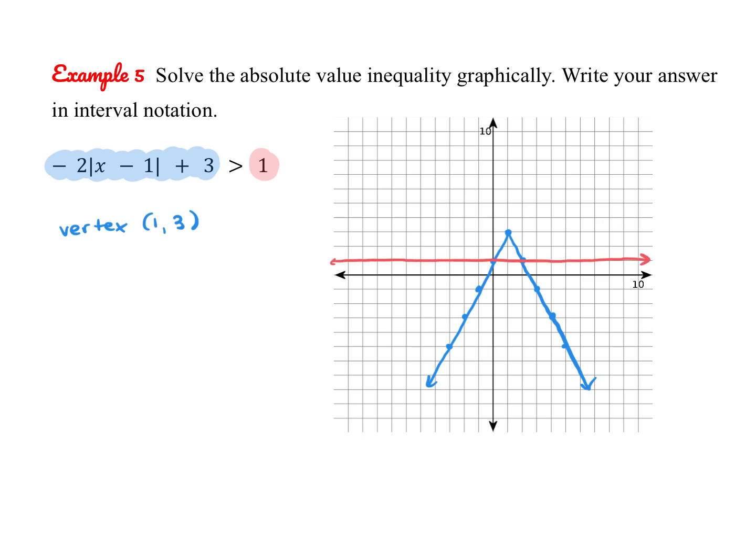So again, I am looking for where my absolute value function is greater than my constant function, meaning above it. But this time you can see that that's happening in just a single interval, in just this area. So here I'm just going to have this answer squished in between these two x values, which would be between 0 and 2. So 0 to 2. This one is non-inclusive because it's just greater than and not greater than or equal to.